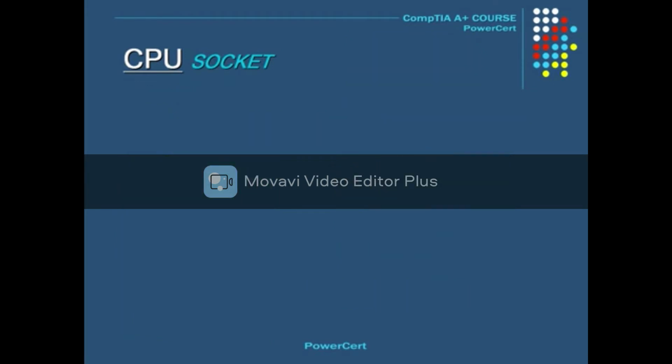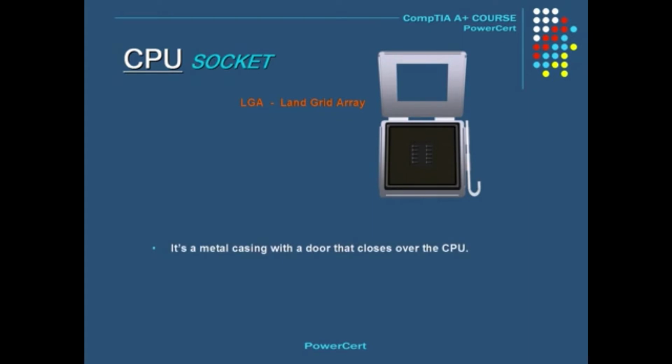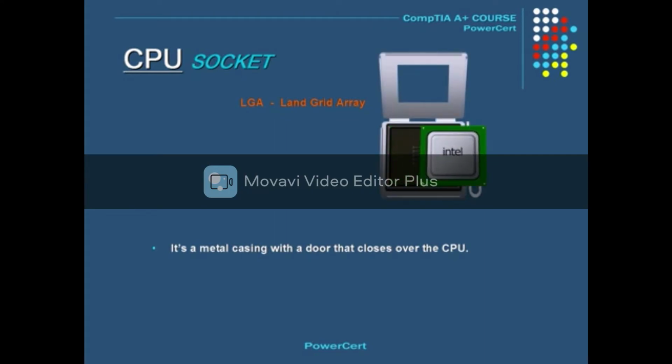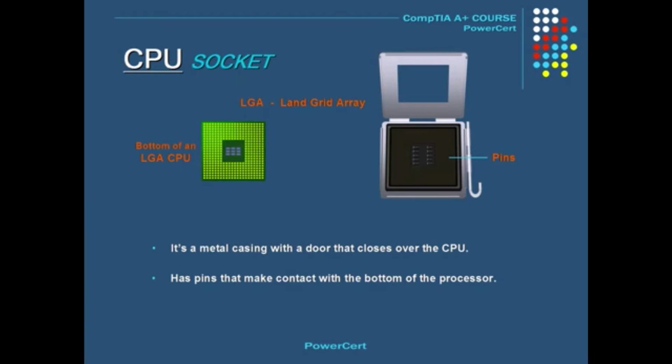The latest in socket design packages is called LGA, which stands for Land Grid Array. The LGA socket is a metal casing with a door that closes over the CPU and locks down with a lever. Unlike previous socket versions, which have holes, the LGA has pins that make contact with the bottom of the processor. LGA processors don't have pins.